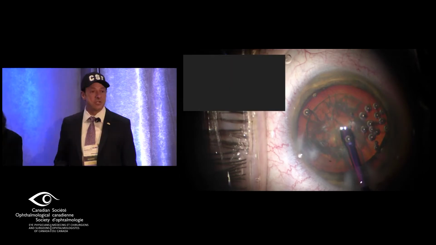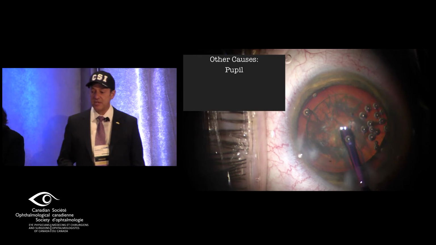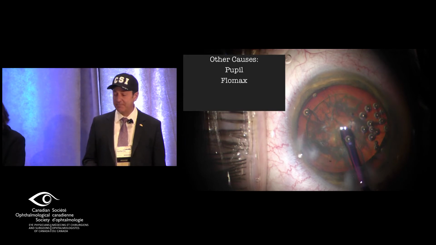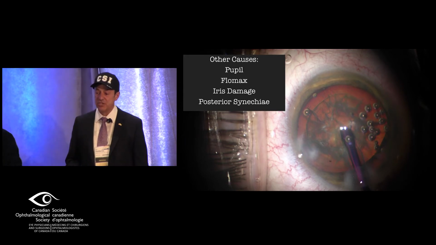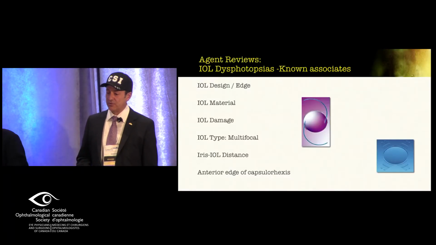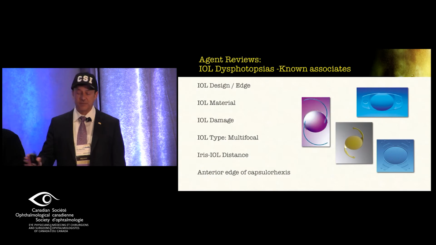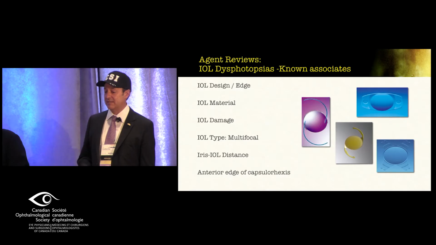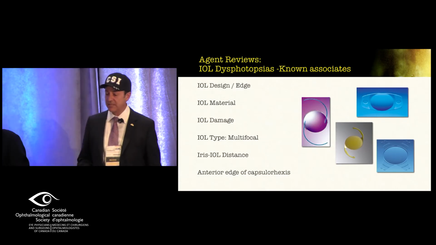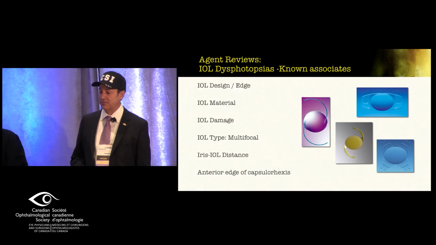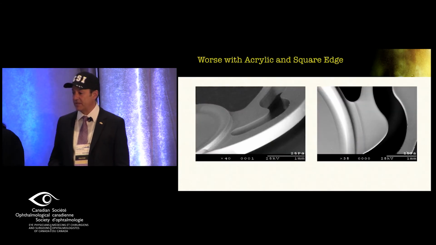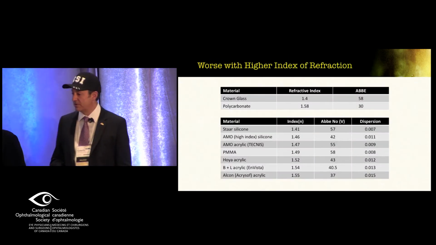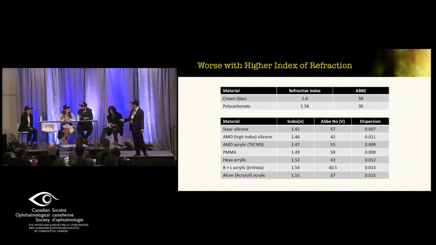So there are other causes as well that could happen during surgery. For example, pupil size, pupil irregularities, the Flomax use, and whatever damage happens or can happen during surgery, iris damage, as well as posterior synechia. And then there's also IOL dysphotopsias with some of the known associations, including design, material, damage to the lens, multifocal lenses, iris-IOL distance, as you were discussing, anterior edge of the capsular rhexis as well. And then, of course, it can be worse with different materials and square edges, and they can also be worse with higher index of refraction as well.